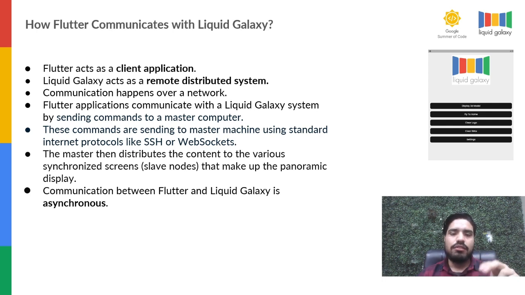These commands are sent to the master machine using internet protocols like SSH and WebSockets, which we further discussed in our presentation. And the communication between our Flutter app and the Liquid Galaxy is synchronization. Basically, there are two ways of communication. First one is synchronization, and second one is asynchronization.